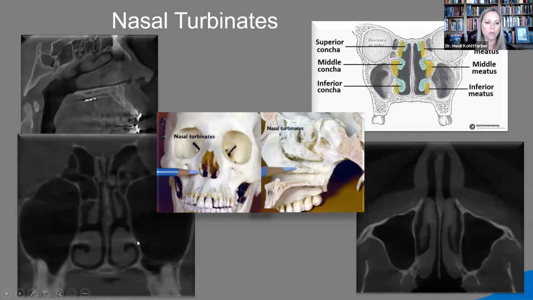And here's a little bit more on our nasal turbinates. So we have our inferior, our middle, and you have these tiny little superior turbinates as well. You might see it as our concha or turbinates. Either way is perfectly fine.